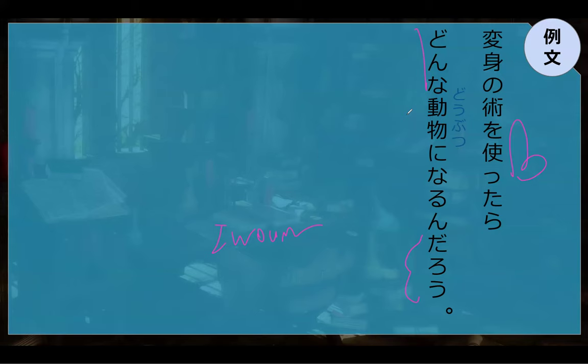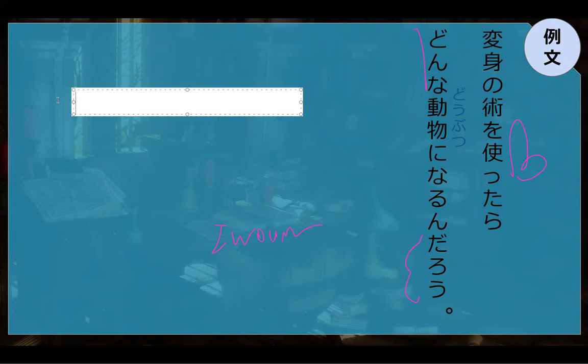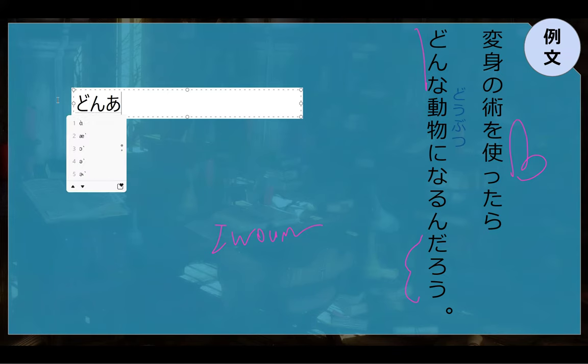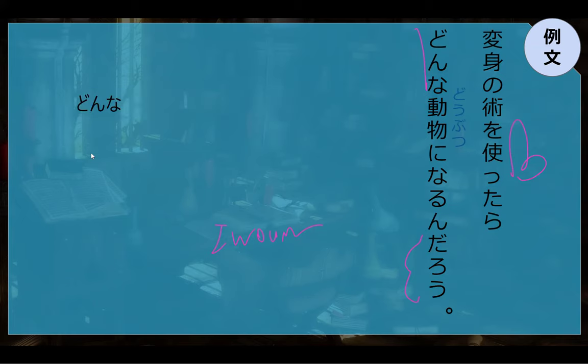But donna is a question. It's so like nani, right? Nani is a question. It means what. Nani ka means something, which is no longer really a question. So if you say I'm gonna turn into some kind of animal, the word some in there is not actually a question, right? Donna is a question. What kind? Oh, he's perplexing to himself. He's wondering what animal should I turn into when I use the technique? When I use the technique, what animal will I turn into?